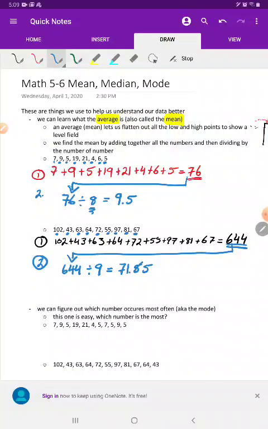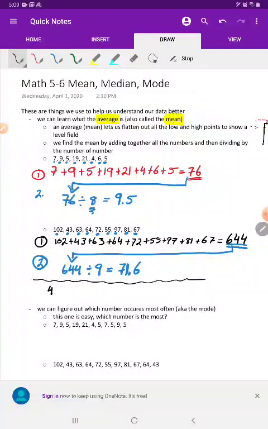So the answer for this is, let's call it 71.6, okay? And you see how I have a decimal in that number? If you get a decimal, you need to write your decimal number. Now on here, I don't actually have any like this, but you will have some questions in your work where you have to do decimal numbers.